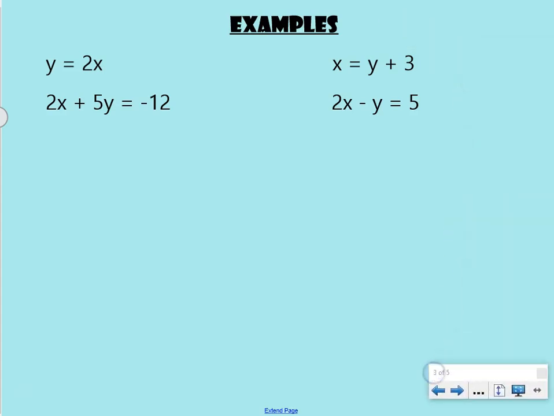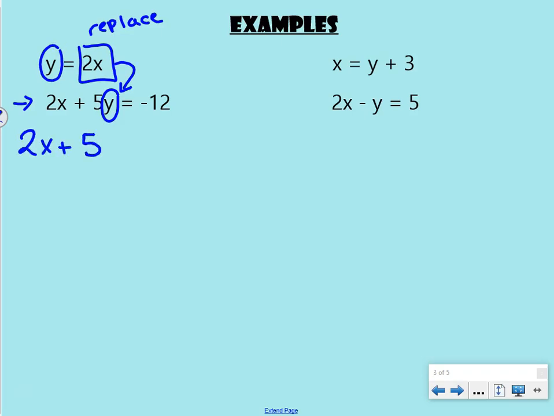Examples. So let's put this into practice. y equals 2x. If you look right here, this equation is solved for y. We know that whenever I see y, I can replace it with 2x because they mean the same thing. So here in the second equation, when I see y, I'm going to put 2x in its spot. So we say 2x plus 5, then in parentheses, I'm going to put 2x, equals negative 12. That was substitution. We just substituted in 2x for y.